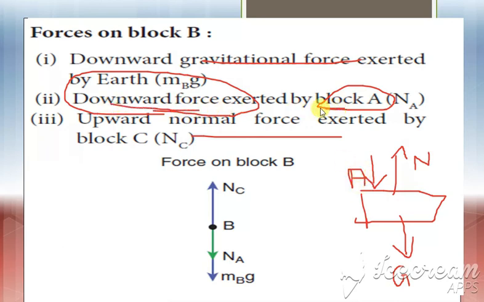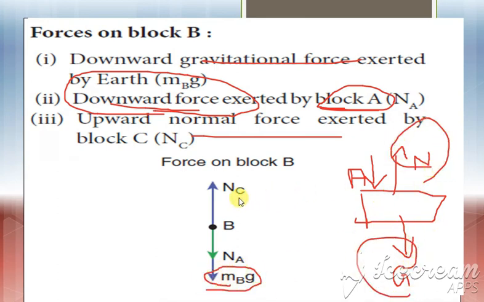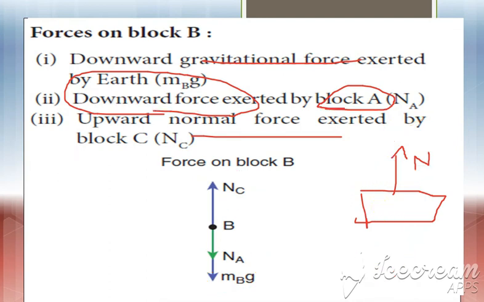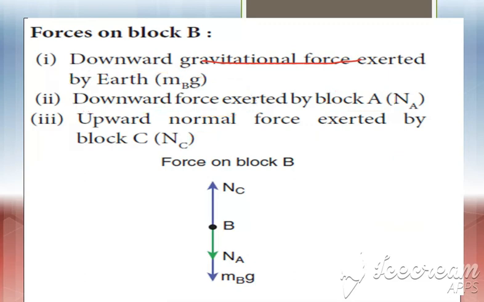The downward force due to the block A. So that only is represented here. See here, this is B. This is gravity. So we are representing it here. This is a normal force. Normal force is represented here. The force due to A, that we are writing as N of A. Yes, clear with this block B? Okay, so in block B we have three forces.